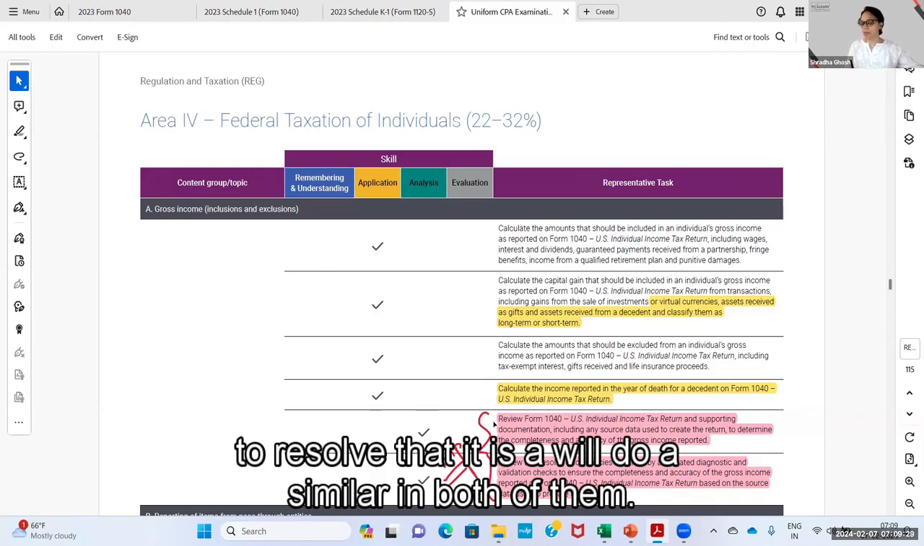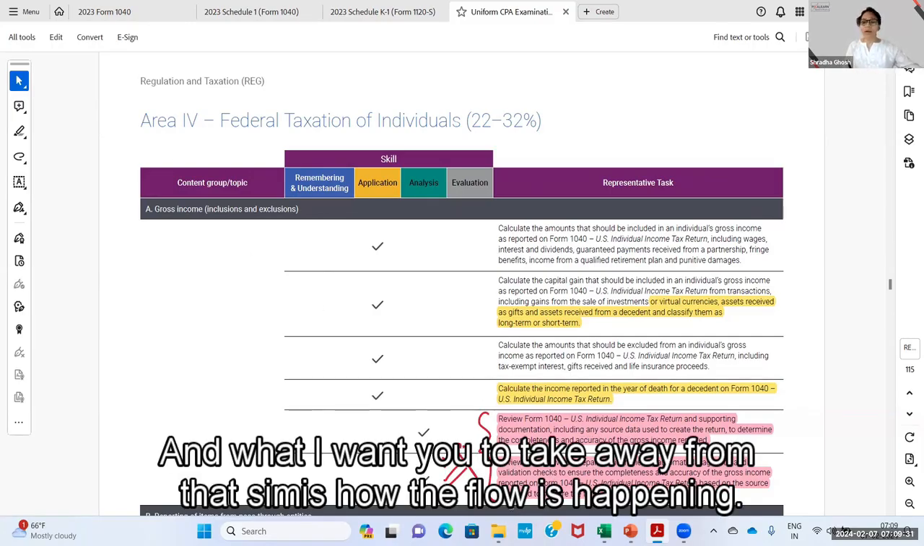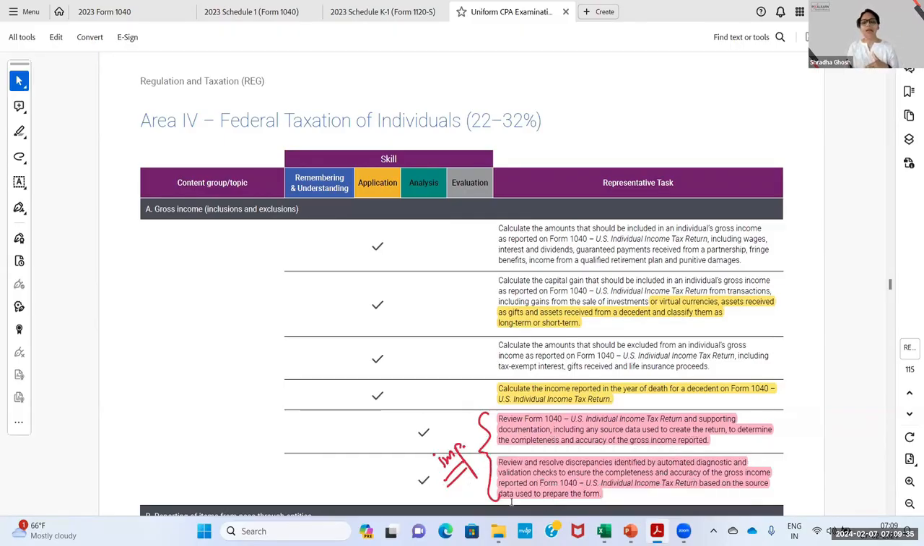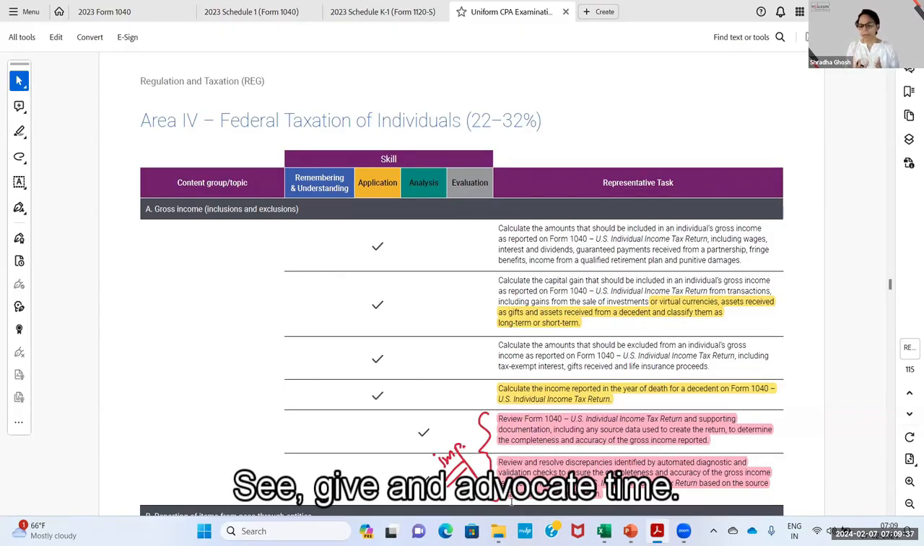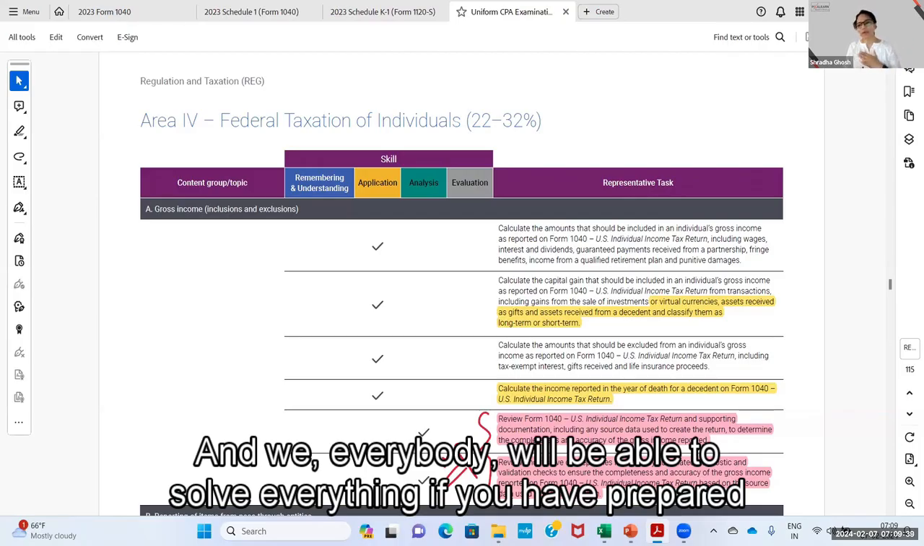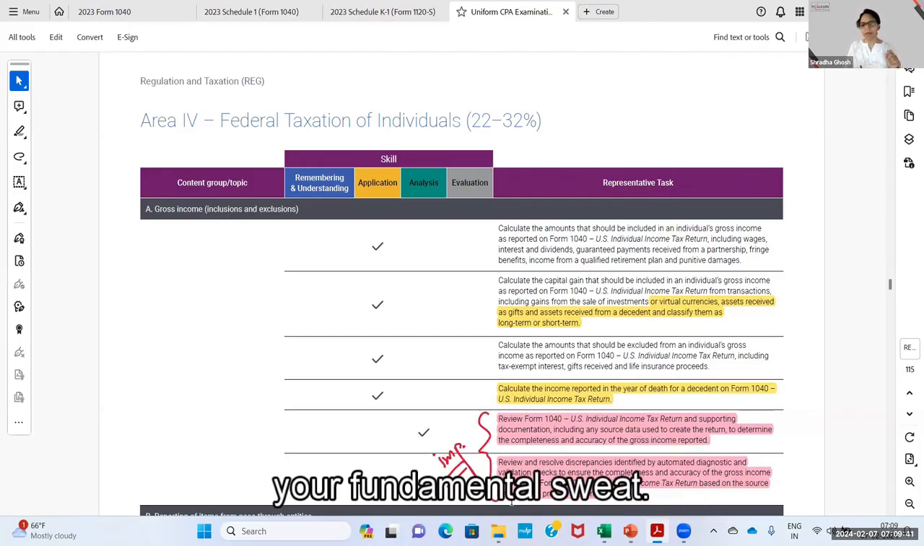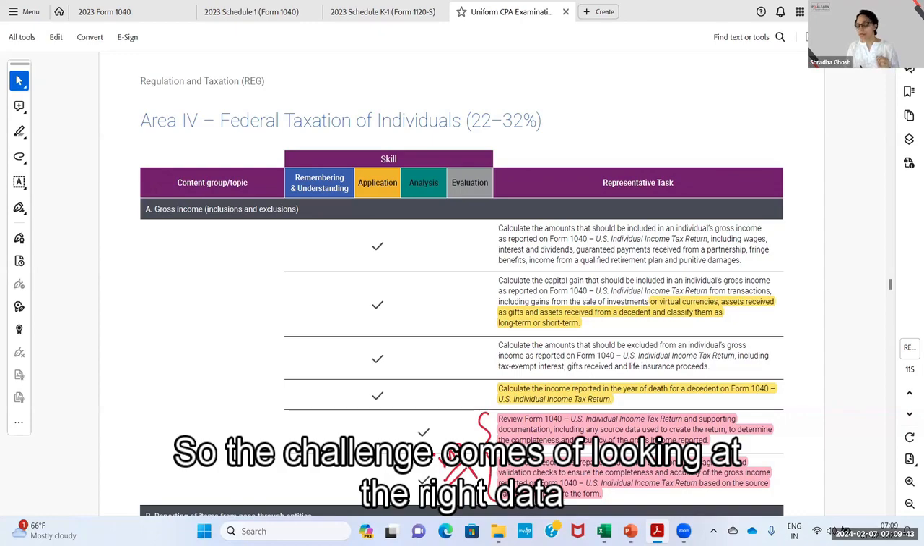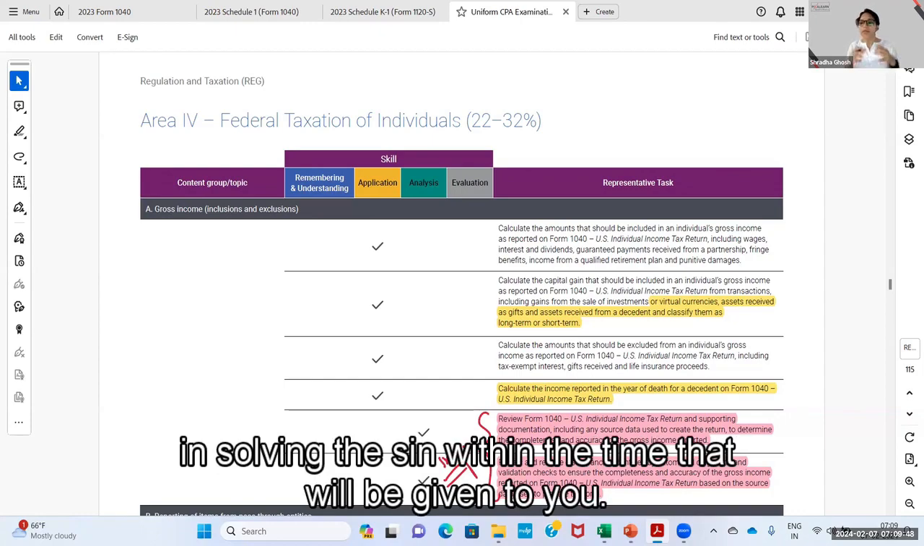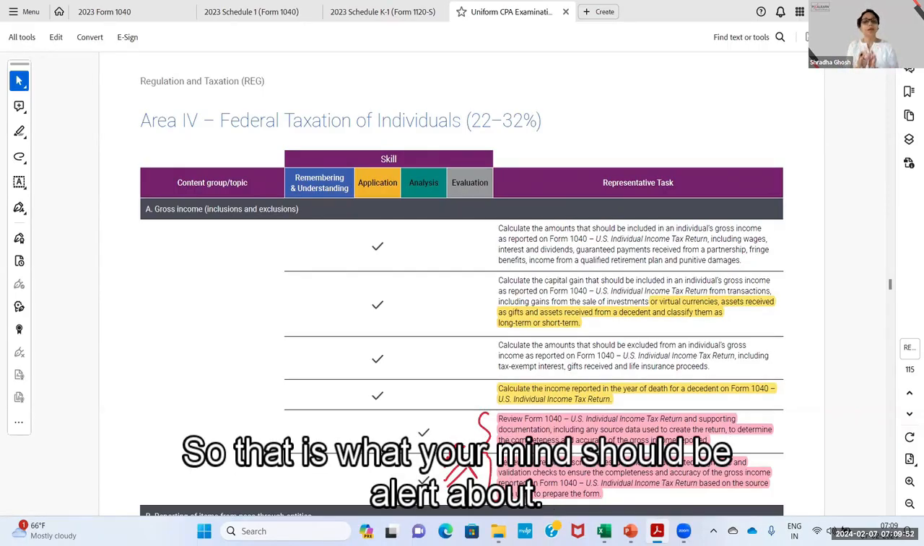Okay, so we'll do a sim in both of them. And what I want you to take away from that sim is how the flow is happening, right? See, given adequate time, I feel everybody will be able to solve everything if you have prepared your fundamentals well. So the challenge comes of looking at the right data and solving the sim within the time that will be given to you, right? So that is what your mind should be alert about.